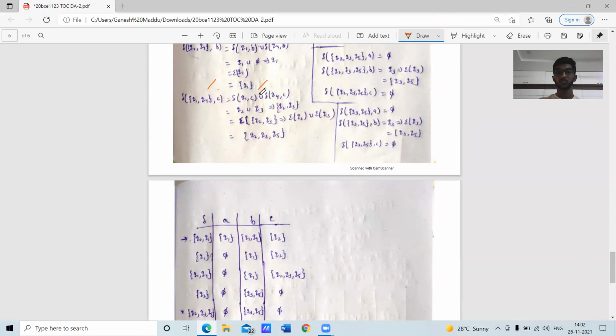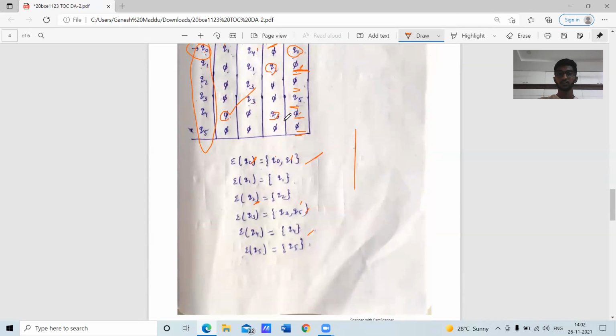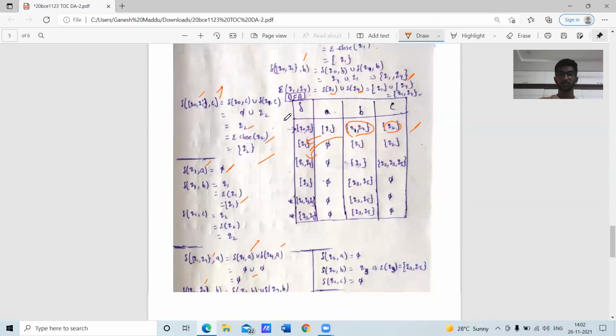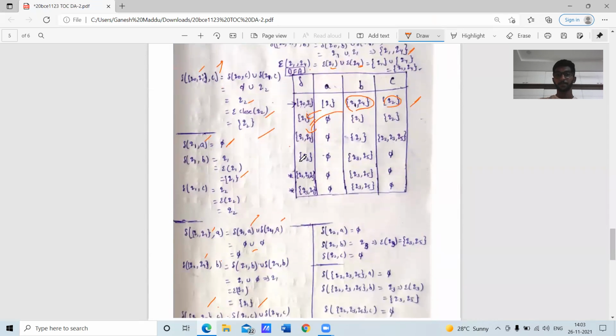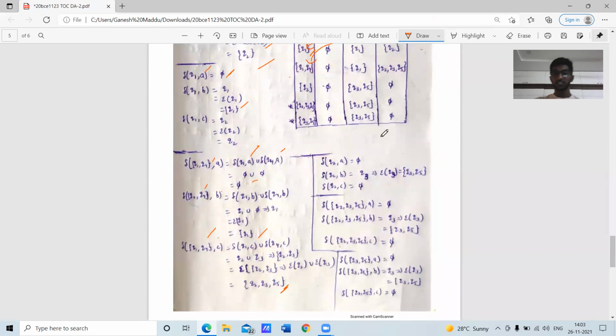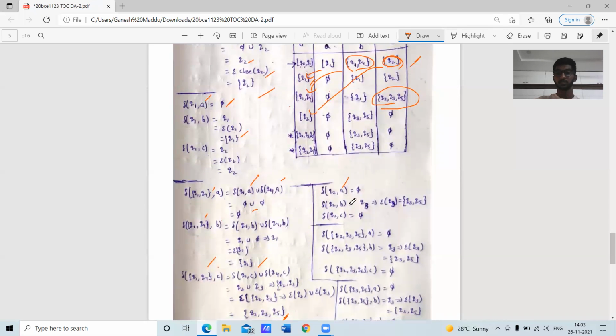Next check C: Q1 on C and Q4 on C. For Q1 on C, we are getting Q2. For Q4 on C, we are getting Q2 and Q3. Take Q2 and Q3, and the epsilon closure of Q2 and Q3 gives Q2, Q3 and Q5. Include those states here for that input symbol. We are getting another new state Q2, Q3, Q5, and here we already have an extra state. So include that Q2 here.